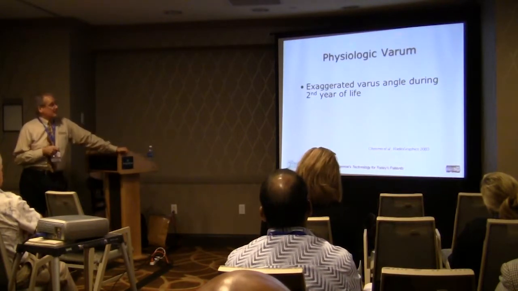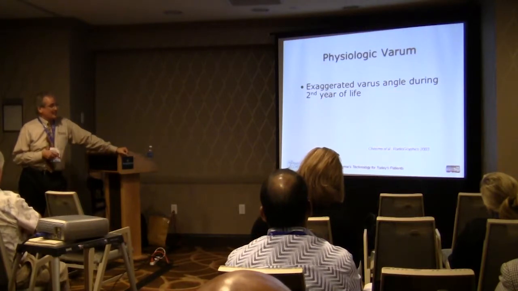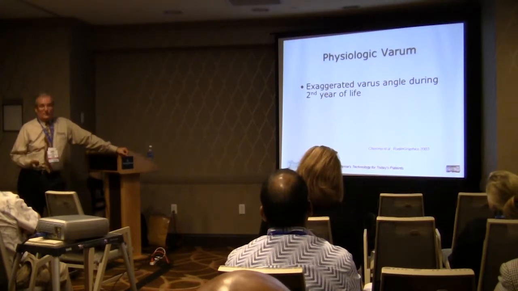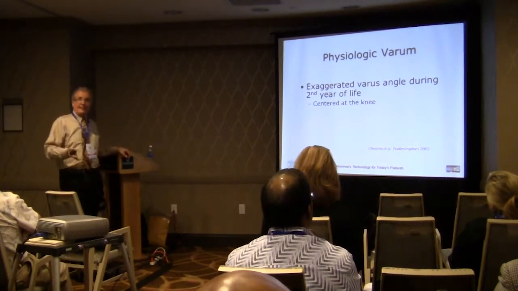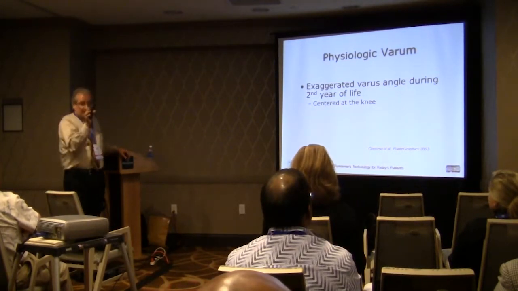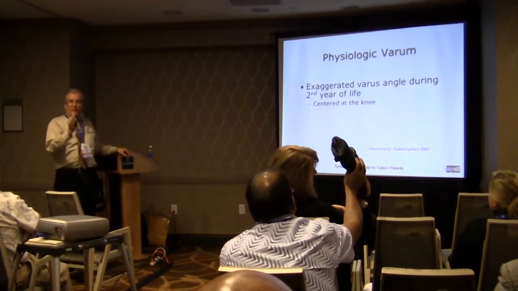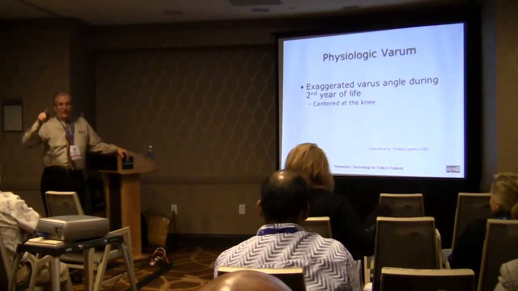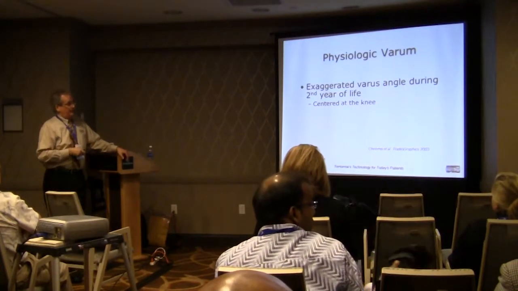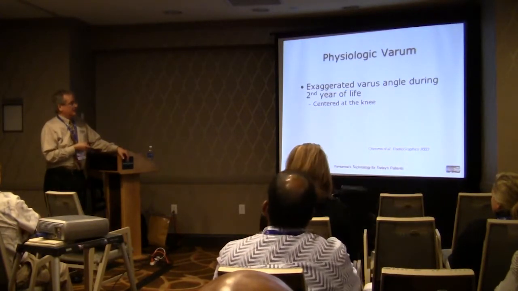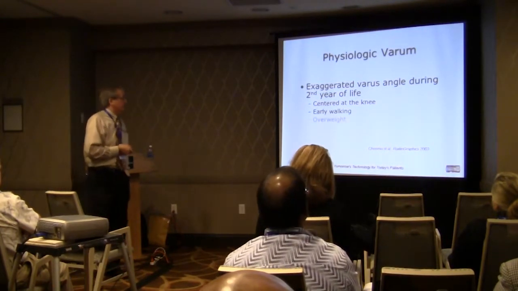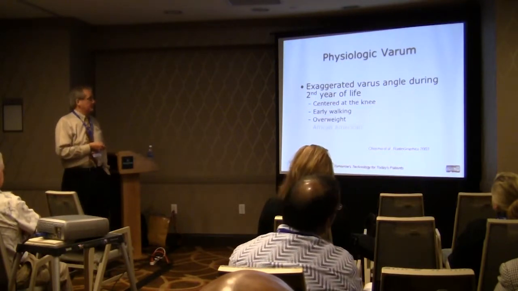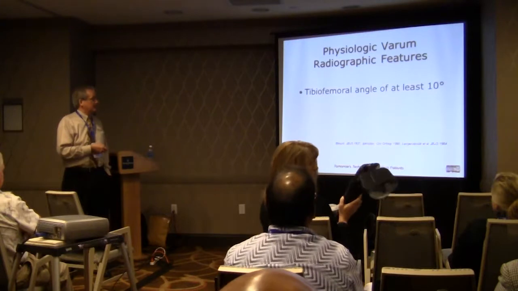When you look at physiological varum, there's an exaggerated varus angle during the 2nd year of life. So if they're 2 years of age and there's excessive bowing, it's typically physiologic. It's also centered at the knee, meaning it's not tibia vara or Blount's where the tibia is just bowing and the feet are straight. There's no actual valgus deformity. With physiological varum, there's actually a varum deformity as well. Early walking typically leads to physiological varum. Overweight also is a factor in that. African American also plays a factor.